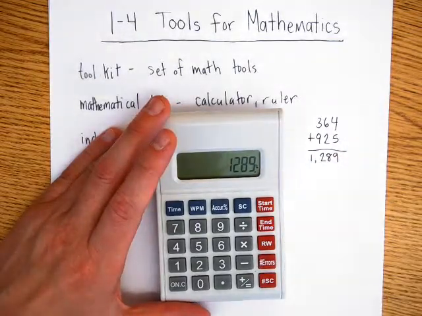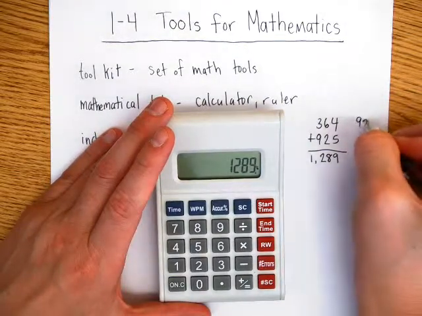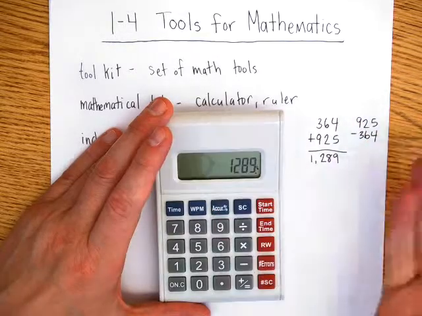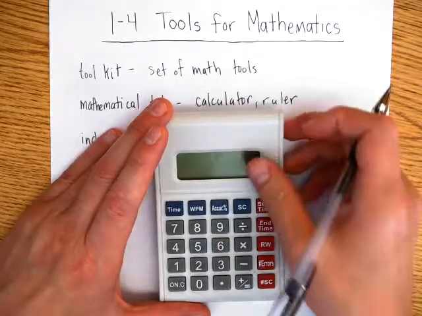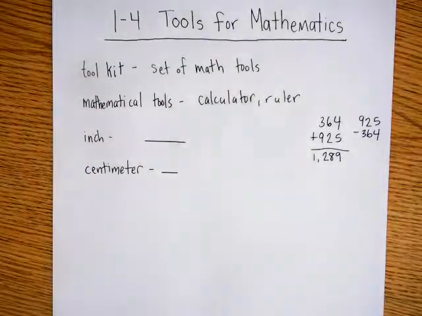We also want them to be able to subtract. So if the number was 925 minus 364, be able to put that into the calculator and also come up with a good answer for that. We want them to be able to measure line segments to the nearest inch and nearest centimeter.